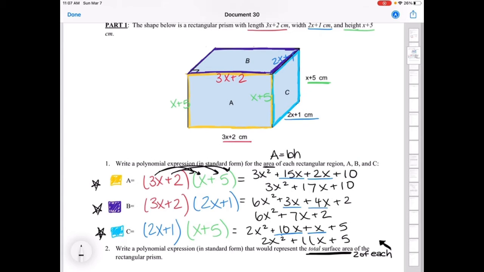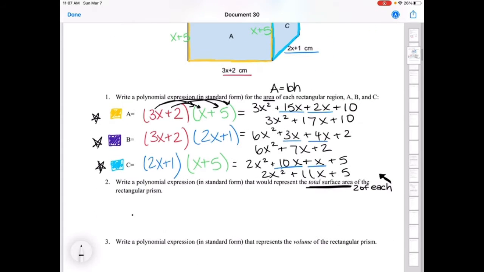But because this is a rectangle prism, there's 2 of each of these surfaces. So I'm going to have 2 of A plus 2 of B plus 2 of C region. And this is going to equal my overall surface area. I'm going to say surface area is SA.